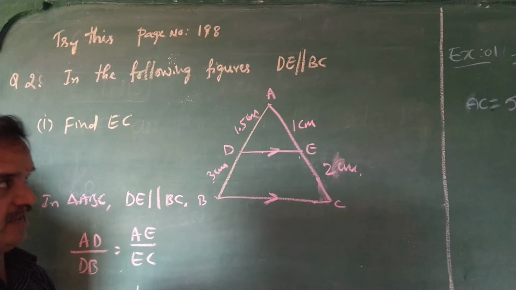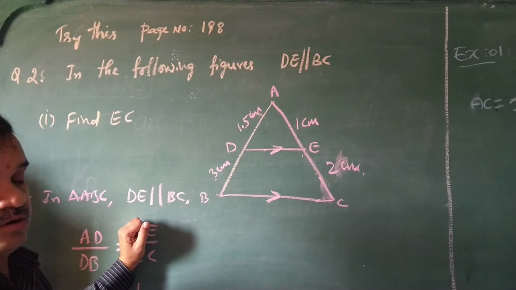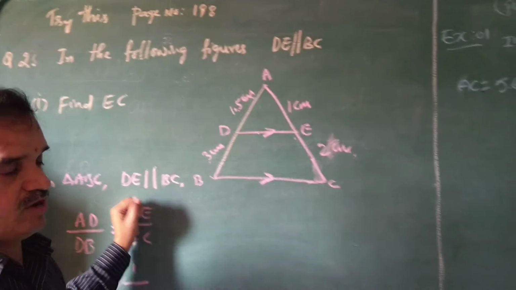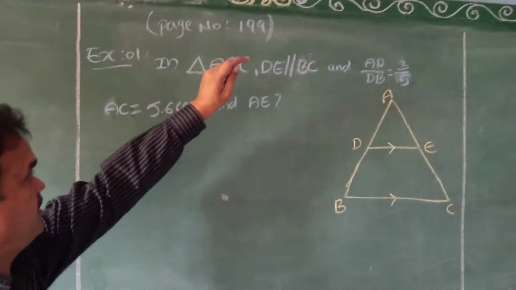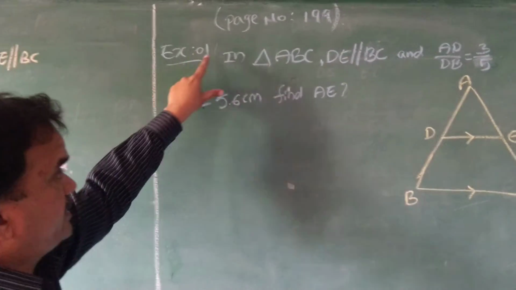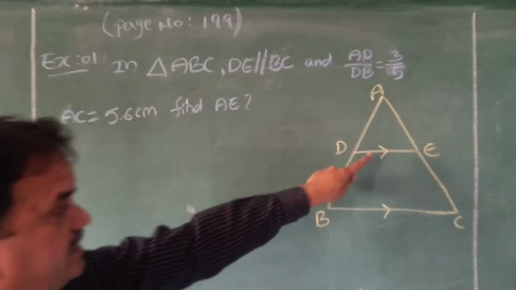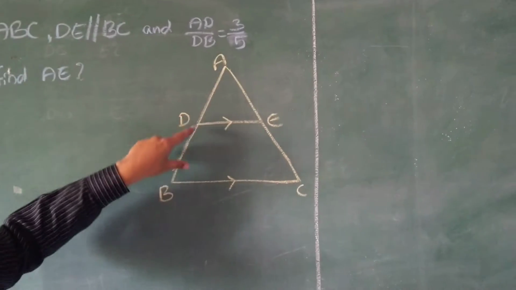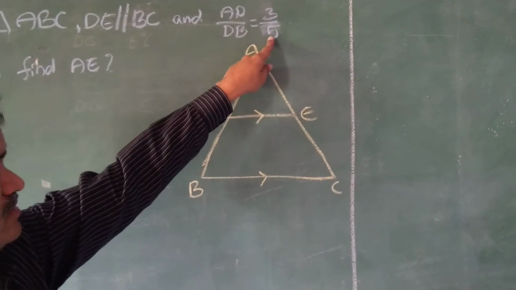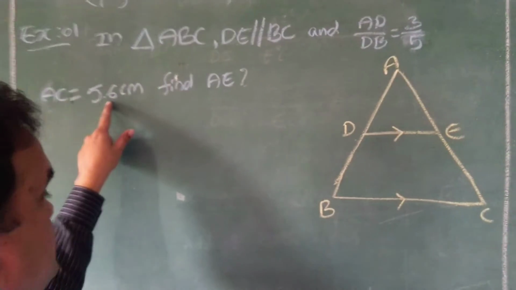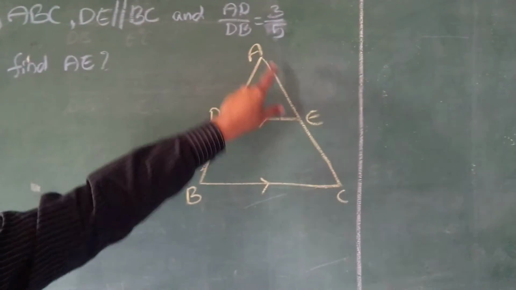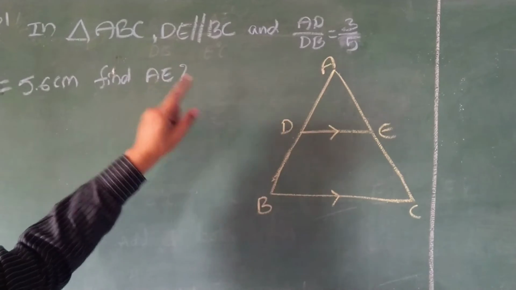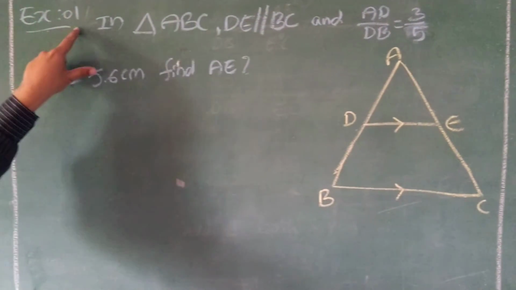Next, I am going to explain Example 1, Similar Triangles, page number 199. In triangle ABC, DE is parallel to BC. This is the question. AD by DB is equal to 3 by 5 is given, and AC is equal to 5.6 centimeters. Next, AE is equal to what? You have to find.